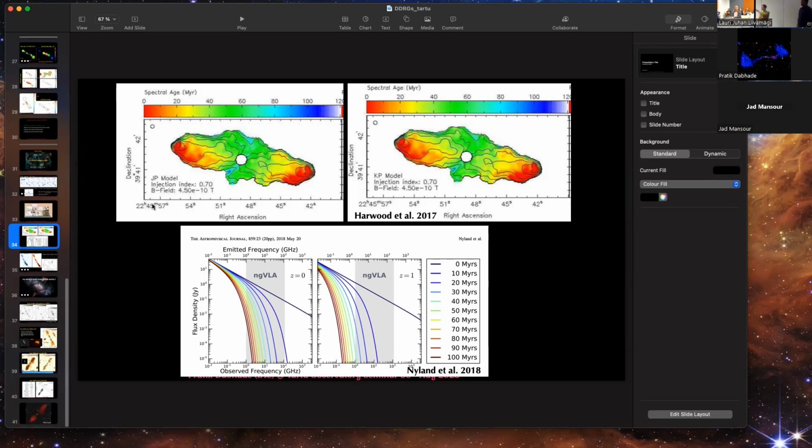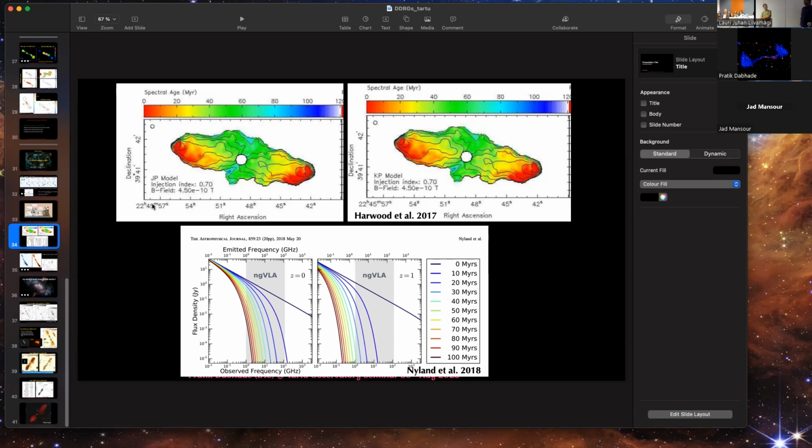I have a question. Your goal is to measure the time scale for the on phase of a double radio galaxy. But is there a theoretical prediction for this time scale?